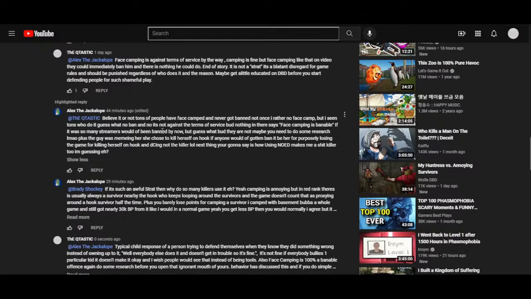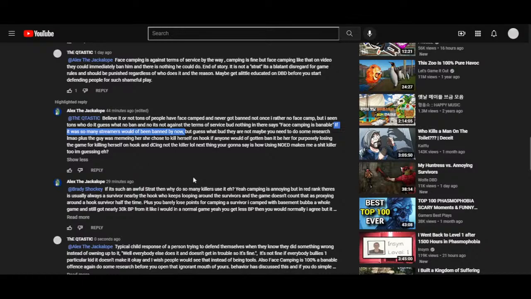His reasoning to where face camping is not against the terms of service. He said if it was, so many streamers would be banned by now. That's his reasoning. It's not against the terms of service because if it was, a whole bunch of streamers would be banned by now. Well, you've already said at the top, believe it or not, tons of people face camp and have never gotten banned. Why are you repeating yourself and adding in the example of streamers to try to protect specifically him?